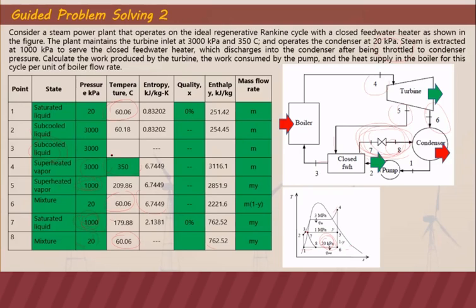So now for point 3, one of the assumptions is that the outlets of the closed feed water heater have the same temperature. The outlets are 3 and 7, that's why points 3 and 7 have the same temperature. So point 7 is 179.88, therefore point 3 is also 179.88. And using this pressure and temperature, we can get the enthalpy as 763.54. So we get all the enthalpies.